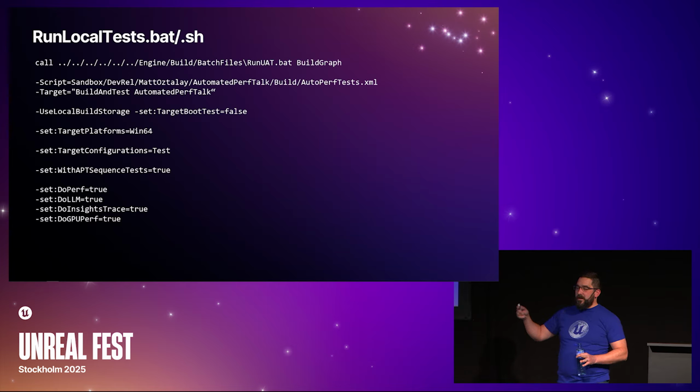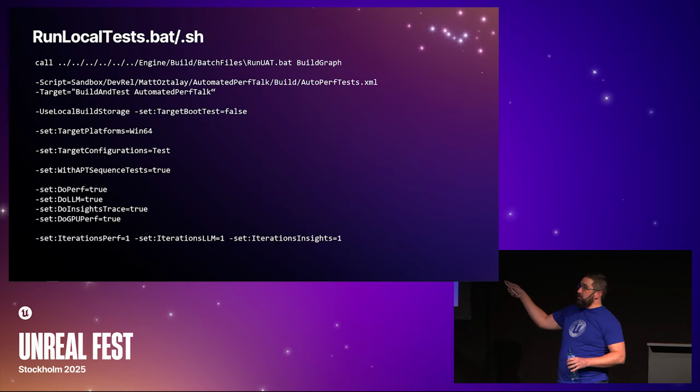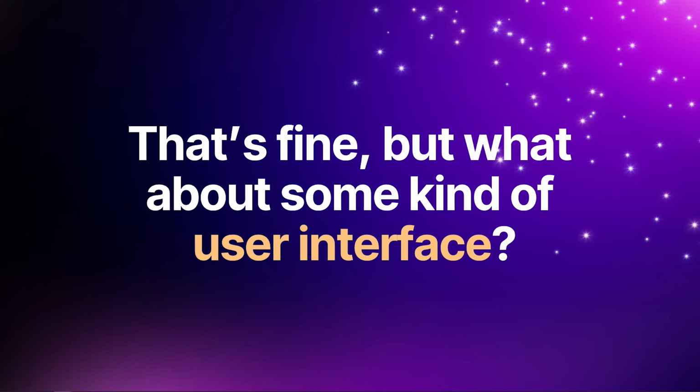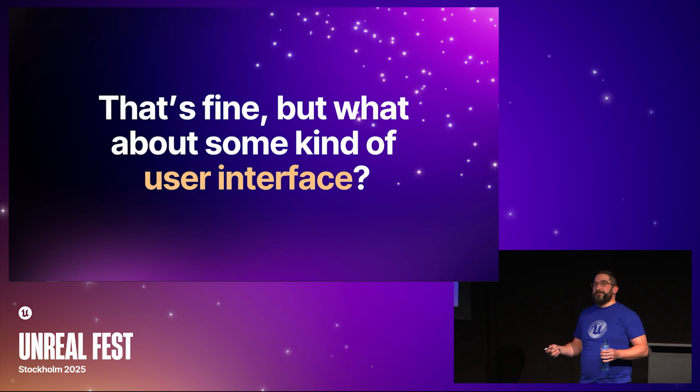And we can just double click on this and it's going to run with a certain number of iterations so that we can average out some of the statistical variance. And then finally, we'll do this generate local reports. And that's all fine and good. But what if there was some kind of user interface, you might say? I thought you were trying to make this easier for people.